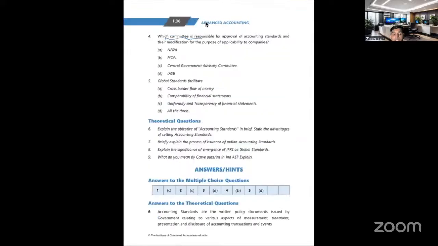Which committee is responsible for approval of accounting standards and the modification for the purpose of applicability to companies? The MCA. Global standards facilitate cross-border flow of money. Next: explain the objective of accounting standards in brief and state the advantages of accounting standards.